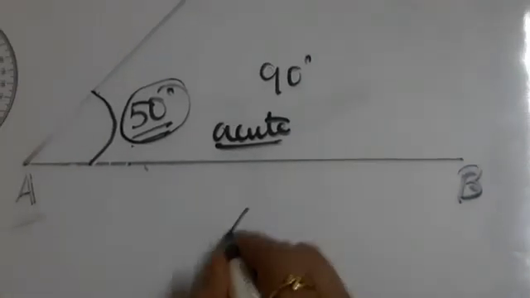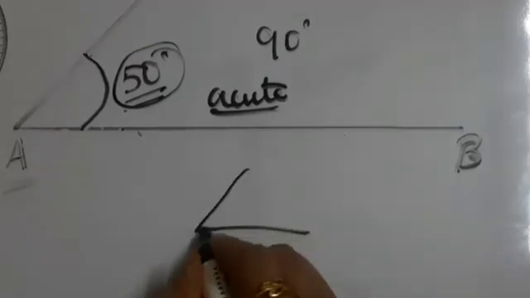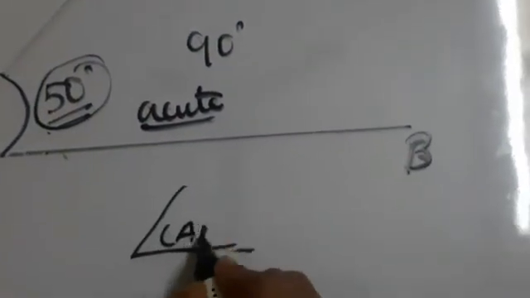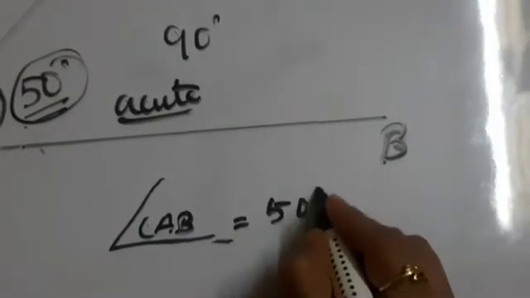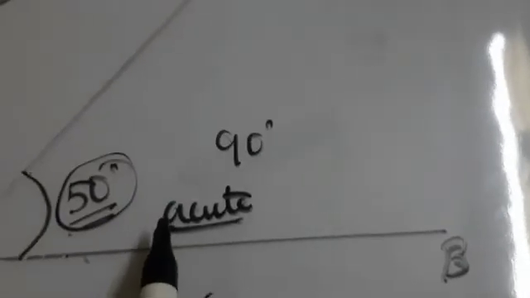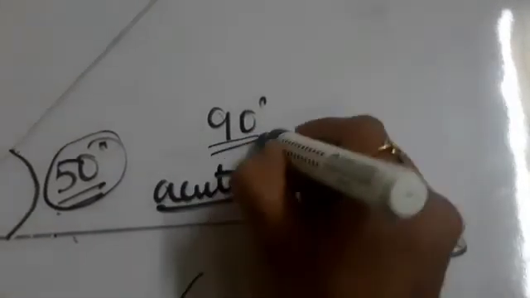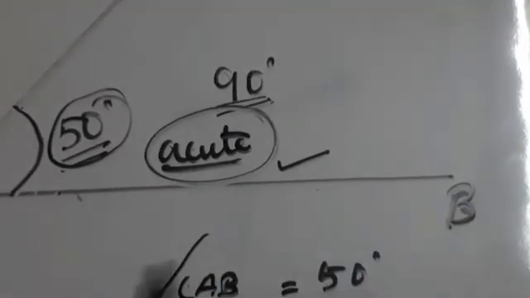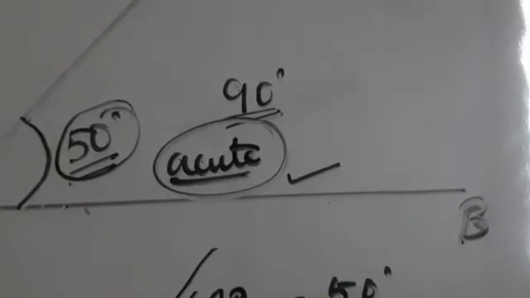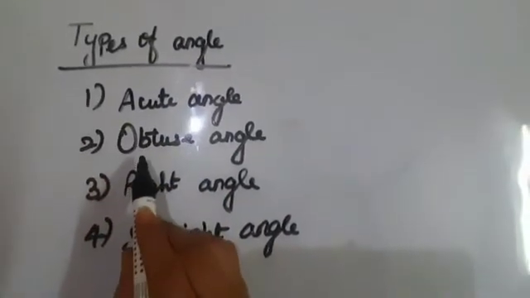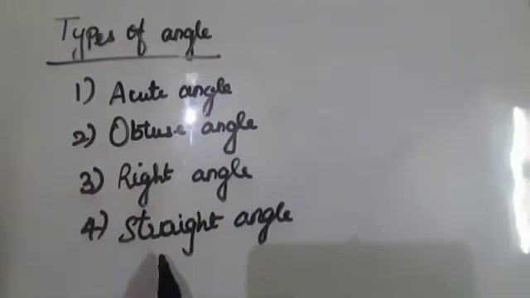So now let us represent the angle. So draw the angle symbol, and here the angle formed is CAB, which is equal to 50 degree. So now an angle of 50 degree is being constructed. The angle which is less than 90 degree is called as acute angle. So this is the first type of an angle. Now let us see the other angle. Types of angle: acute angle, obtuse angle, right angle, and straight angle.